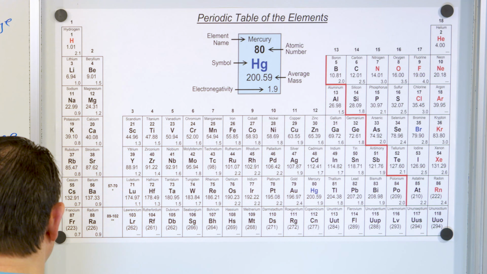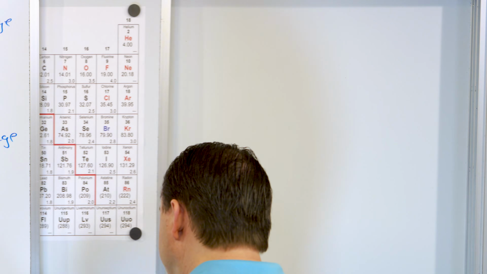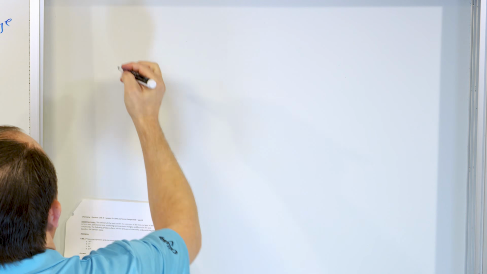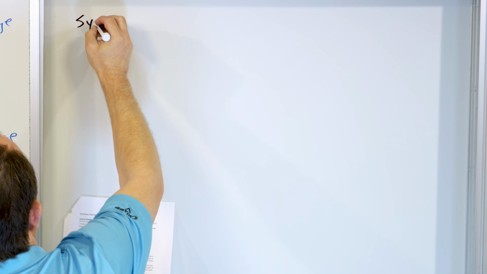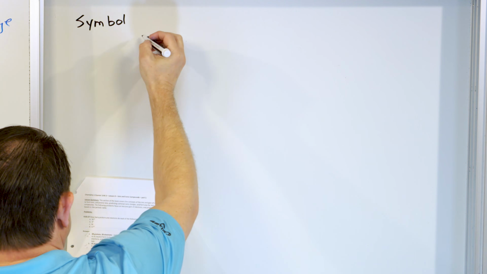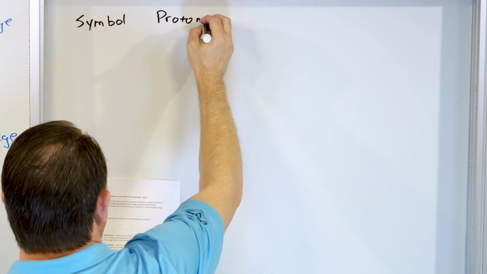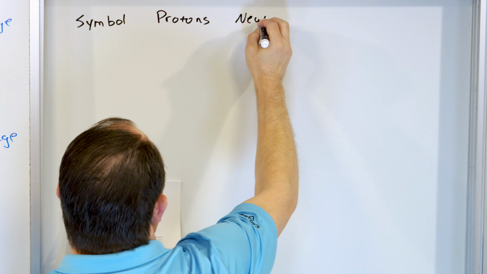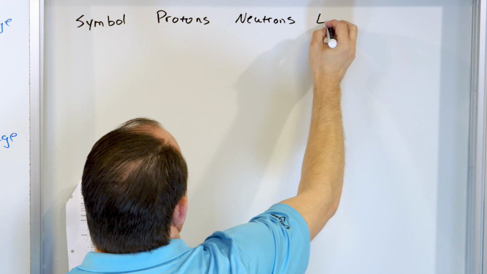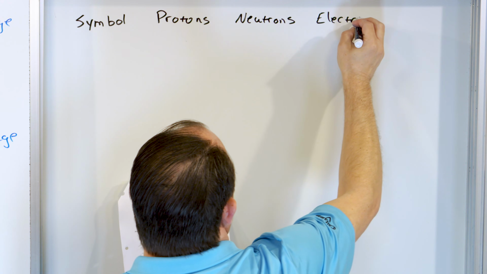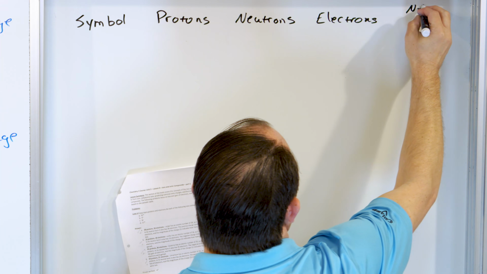All right, now what we're going to do to wrap up this lesson is I'm going to write a table down on the board and we're going to fill it in. And so we're going to have symbol, right? Symbol. Then we're going to have protons. Then we're going to have neutrons. Then we're going to have electrons. Then we're going to have net charge.